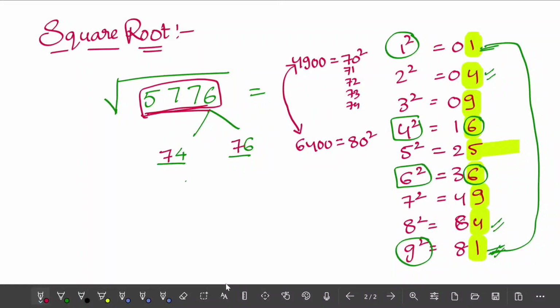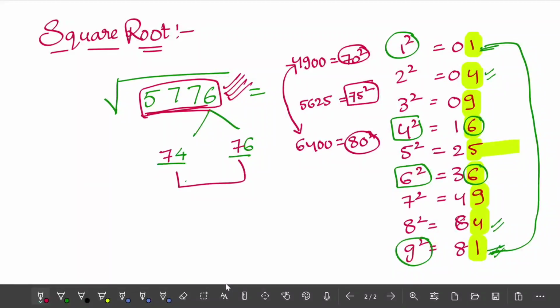Half the process is over. Now, how do we decide if it is 74 or 76? Find out the square of 75, because 75 is the middle number of 70 and 80. What is 75 squared? It is 5625. This number is greater than 5625, which means the answer should be greater than 75. Now, which of these two is greater than 75? 76. Answer over.